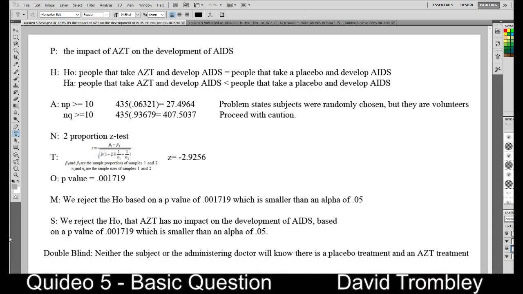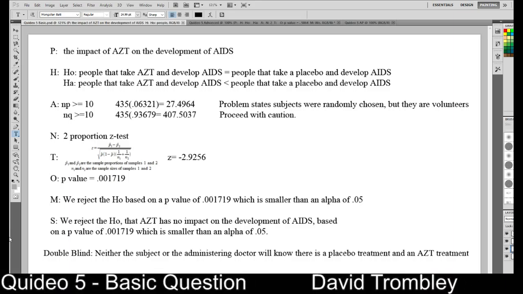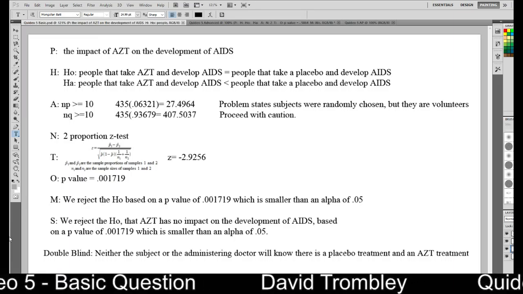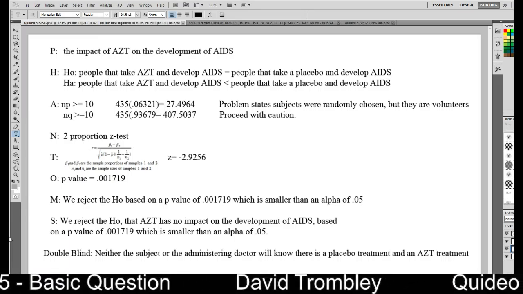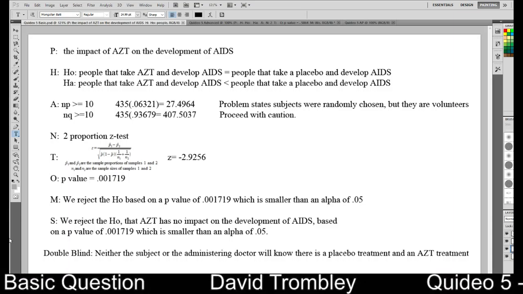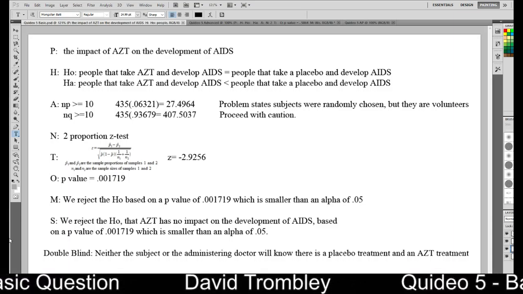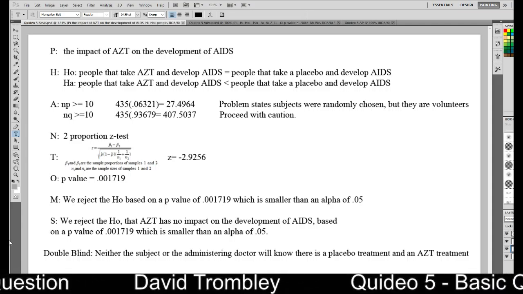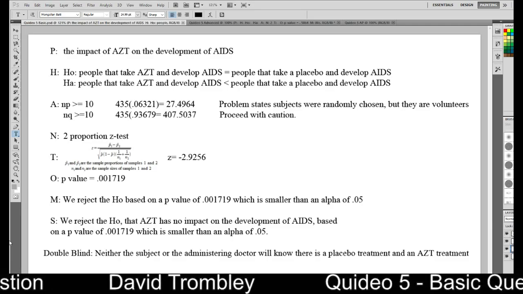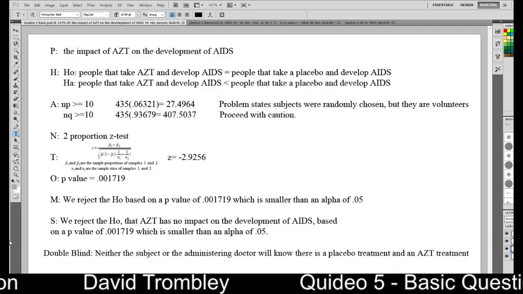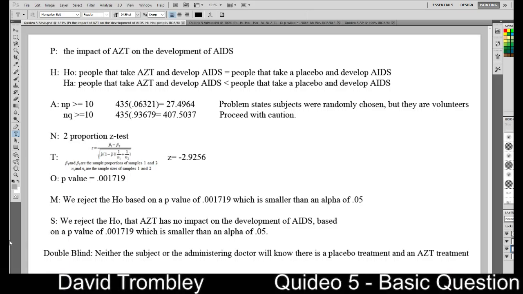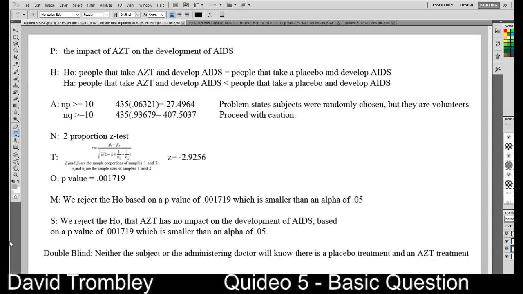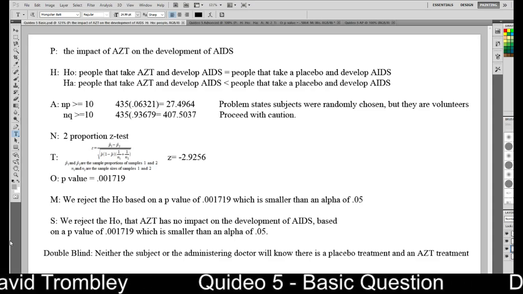For O, we find the p-value, which we got is 0.001719. Using that p-value, we reject the H0 based on a p-value of 0.001719, which is smaller than alpha of 0.05. So our statement in context would be: we reject the H0 that AZT has no impact on the development of AIDS based on a p-value of 0.001719, which is smaller than an alpha of 0.05. So there is a difference that AZT makes on the development of AIDS in this case.